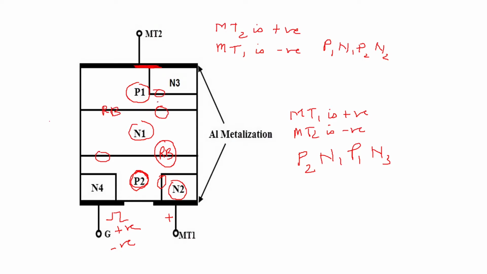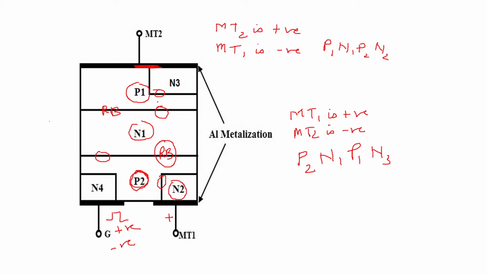Okay. So here in this way, the second junction again will be reverse biased, and the second junction can be made to go into breakdown if the applied voltage between MT1 and MT2 crosses the breakover voltage, or you apply a gate pulse of positive or negative, then it can go into breakdown. Okay. So this is how your triac is going to work.